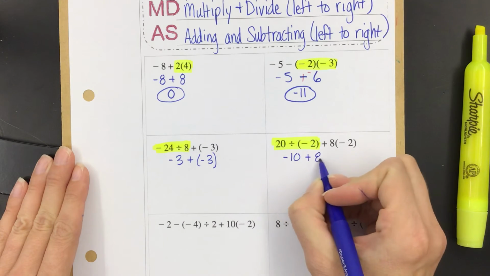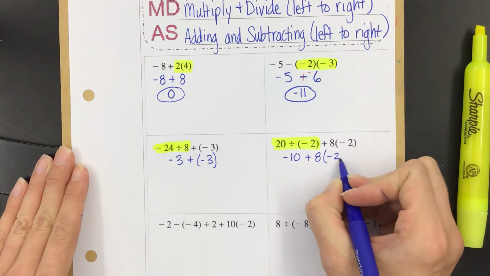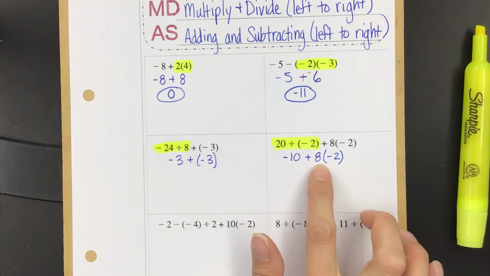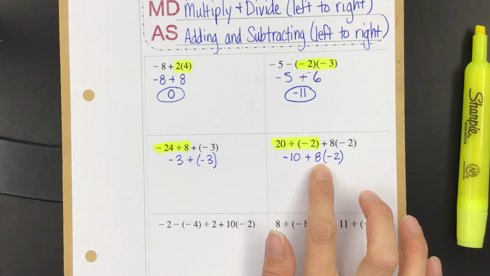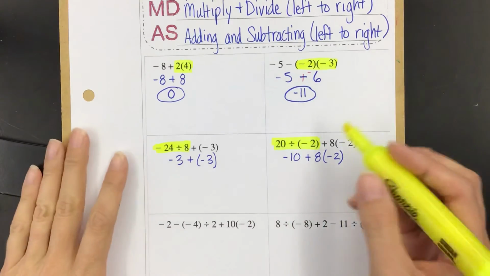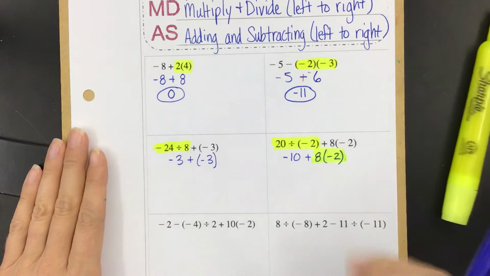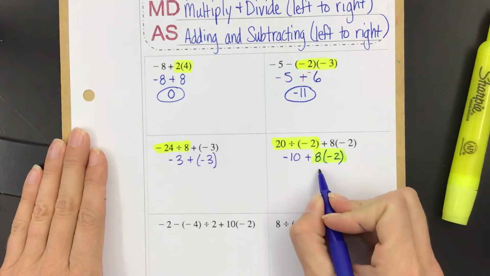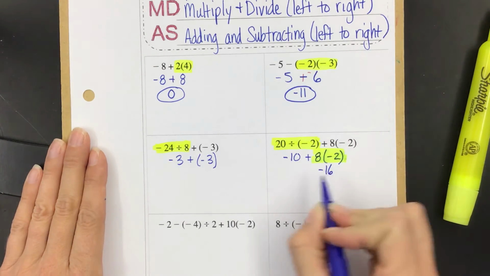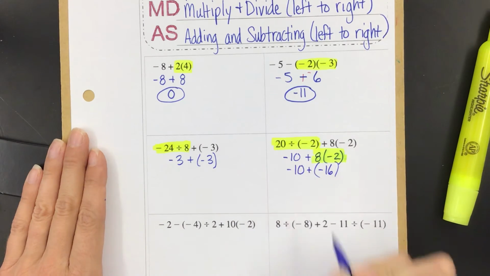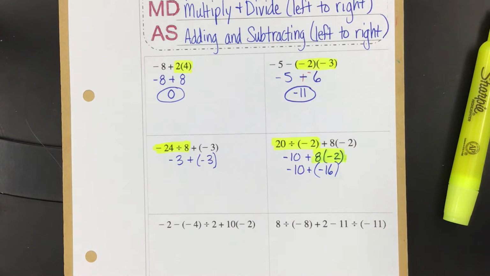Bring everything else down. So we're getting to a couple more steps, okay? Now, we still don't have this simplified yet. We have addition here and multiplication here. Which one comes first, addition or multiplication? Multiplication. Very good. Okay, so I'm going to highlight this. 8 times -2 is -16. Bring everything else down. And you have one last operation.